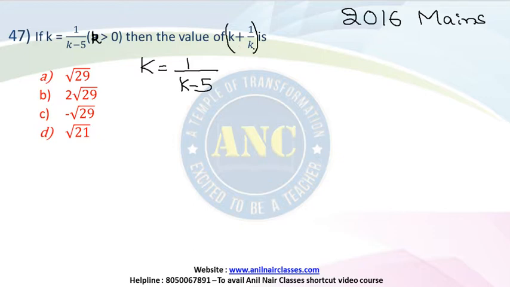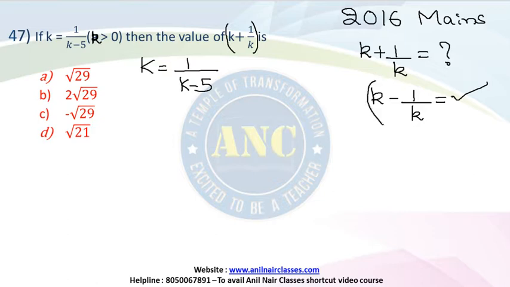Now, first thing that should immediately strike you people is, if at all I want to find the value of k plus 1 by k, I need to know k minus 1 by k value. I need to know this. That means your next task is first to find out k minus 1 by k. And the moment you know k minus 1 by k value, k plus 1 by k is not at all a difficult task to find.